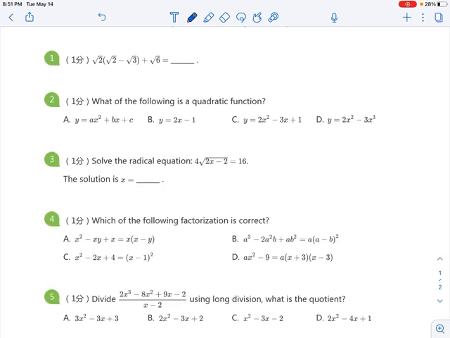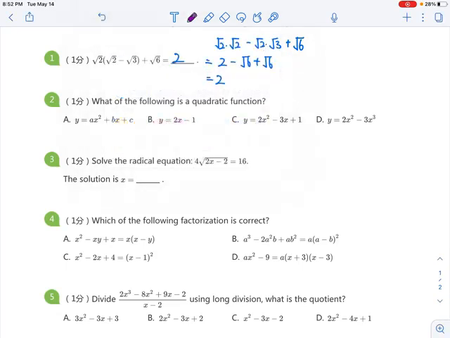In the first problem here, we have a calculation with radicals. First we can open the parentheses. So we are going to have root 2 multiplied by root 2, and then minus root 2 multiplied by root 3, and then we have the plus root 6 on the other side. Then we can simplify this. We have 2 minus root 6 plus root 6, which is equal to 2. So in the first problem, the answer is 2. Now let's take a look at the second one.